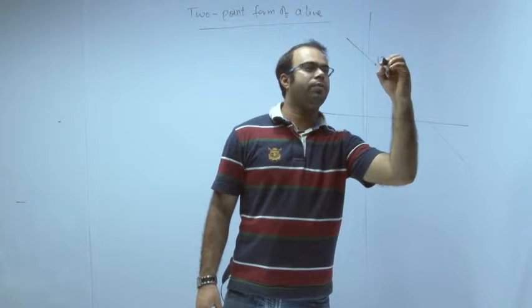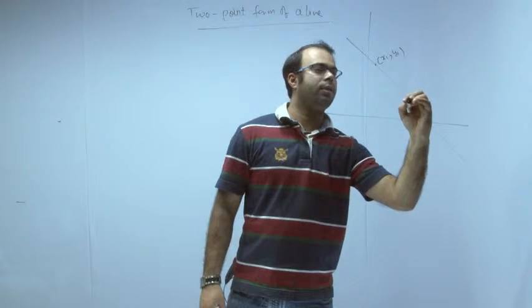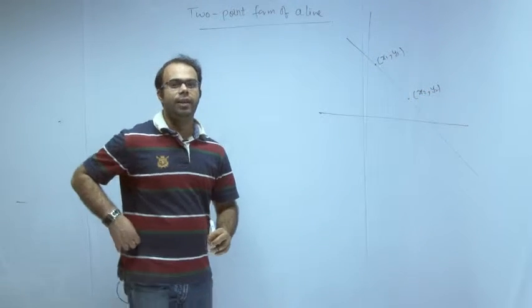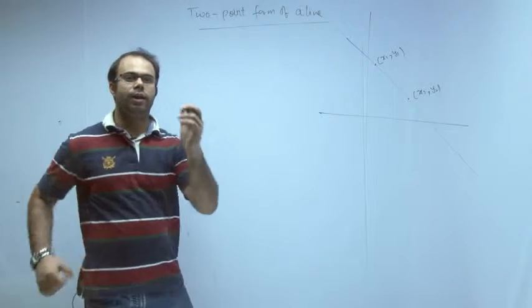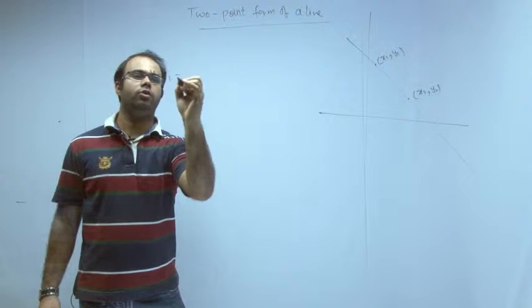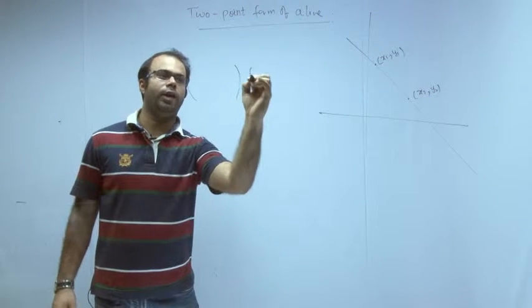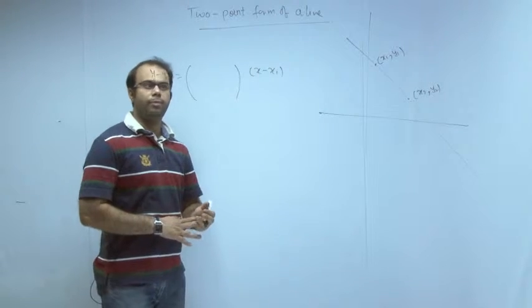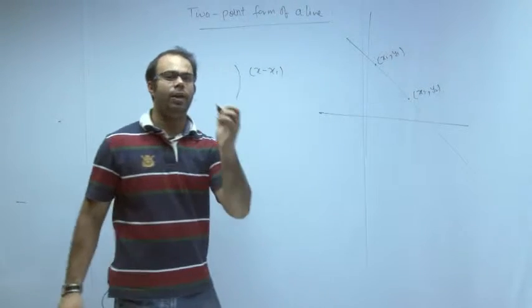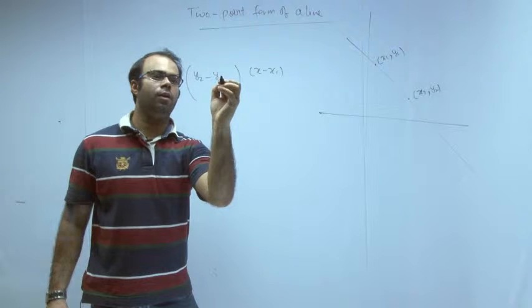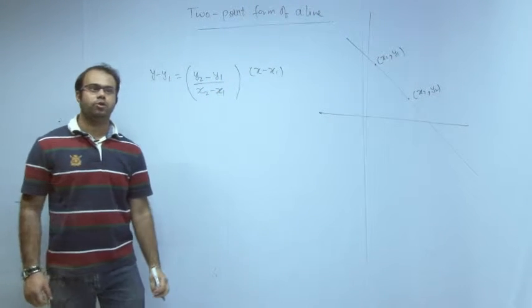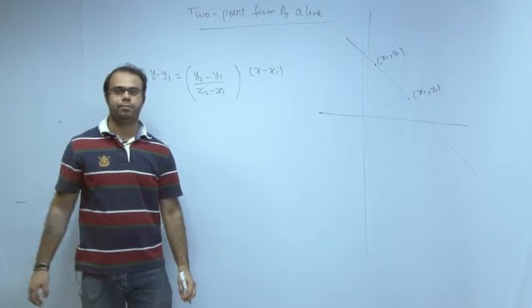If a point x1 comma y1 and another point x2 comma y2 on the line is given, then the equation of that line can be easily formed, that is y minus y1 is equal to the slope of that line into x minus x1. But the slope of the line is not given, but we can find the slope of the line because 2 points are given, and by the help of 2 points, what is the slope? y2 minus y1 by x2 minus x1. So this is 2-point form of the line.